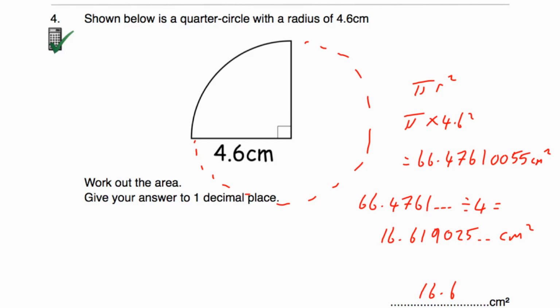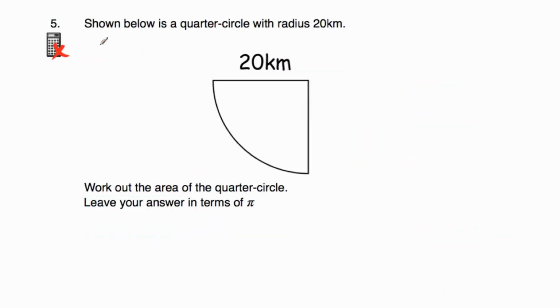Okay, our next question, question number 5. So question number 5, it's a non-calculator question. So again, I'm putting down my calculator, and we've been shown a quarter circle with radius 20 kilometers. So we've got a 20 kilometer radius for this quarter circle, and we've been asked to work out the area of the quarter circle and to leave our answer in terms of pi. So we're going to turn it into a whole circle. So like so, that's our whole circle.